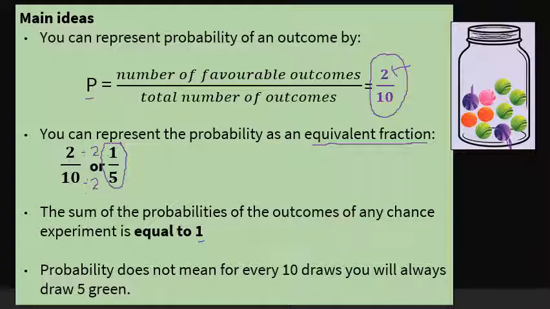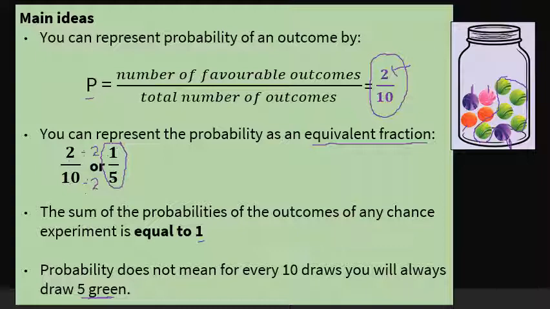And probability does not mean that for every 10 draws, you will always draw 5 greens. So that's an example here. We know that there are 5 green marbles in here. It doesn't mean that each time, if you drew 10 marbles out, making sure that you replace them at the end, that out of those 10 draws, 5 of them will be green. You might keep on drawing the pink one, or you might keep on drawing an orange one. There is, of course, a greater chance of drawing a green one, but it doesn't mean that's the way it will go. You must draw 5 green.